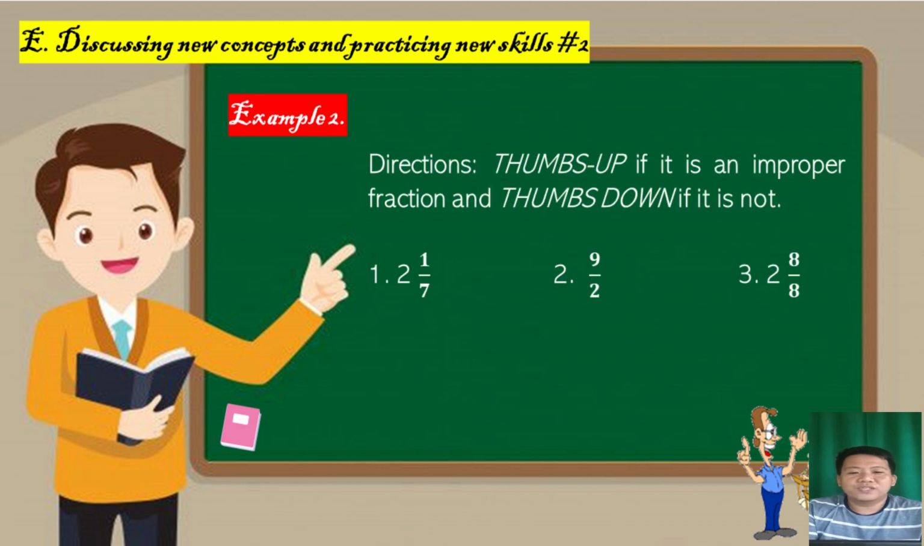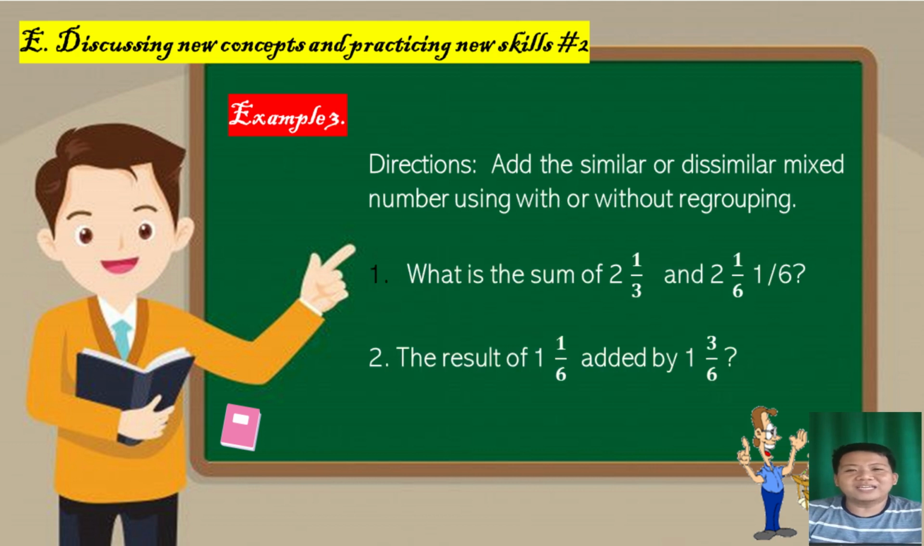Example 2 is through their thumbs. They just do the thumbs up or thumbs down if the numbers are improper or proper fractions. The last example is by adding the similar and decimal mixed numbers using with or without regrouping through writing it. As we could see, this activity could help the teachers to analyze his or her class individually if they understood the lesson presented to them prior to this activity.